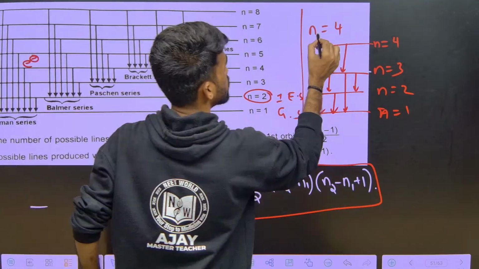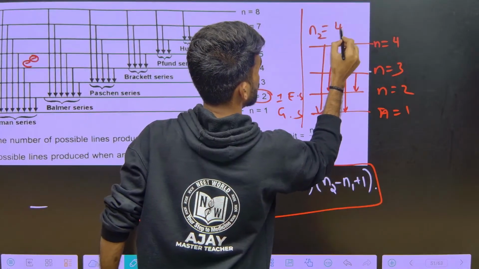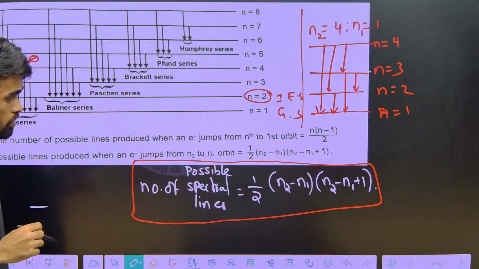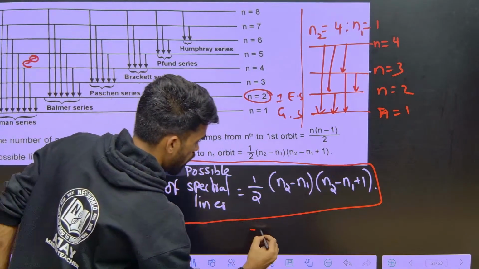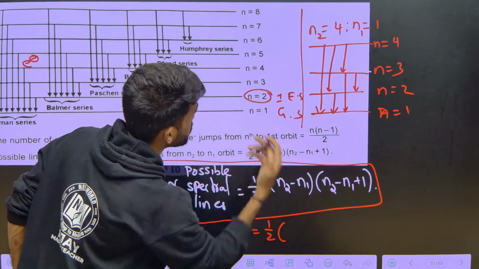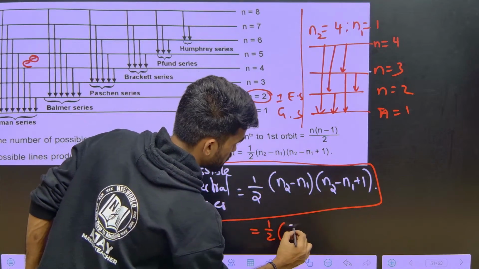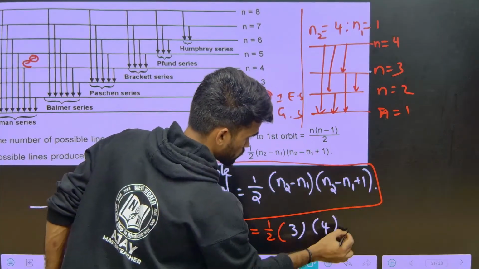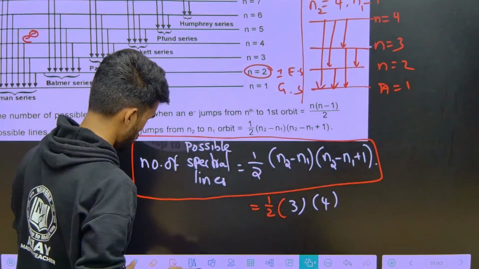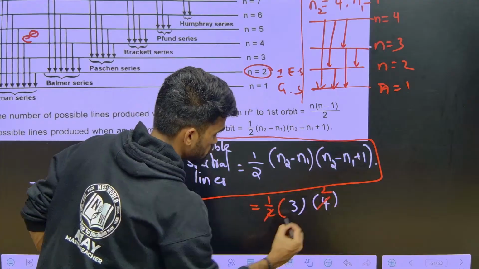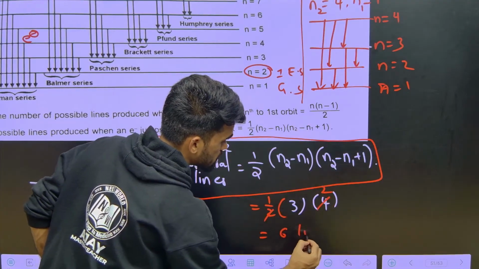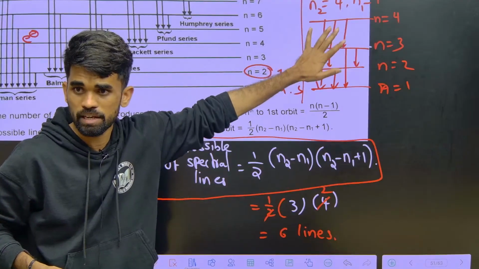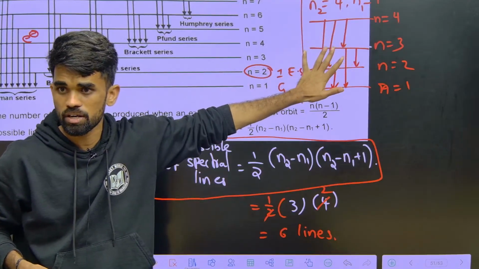n2 is 4 and n1 is 1. So tell me. Half into n2 minus n1, 4 minus 1, it will be 3. Again here 4 minus 1 plus 1 becomes 4. Here how much? Half times 3 times 4, so 6. So we got 6 lines. Here also, practically, if we draw them we get 6 lines only. Is that clear or not up to here?